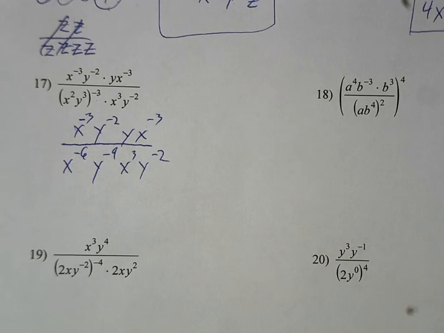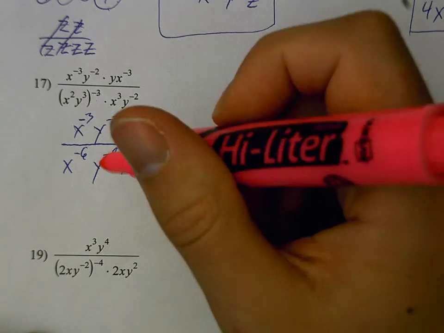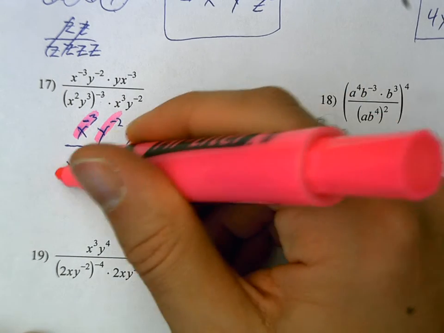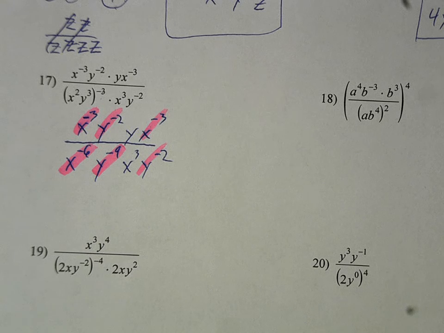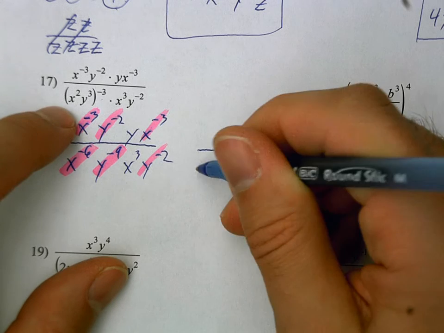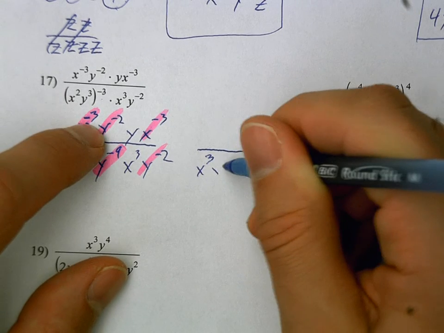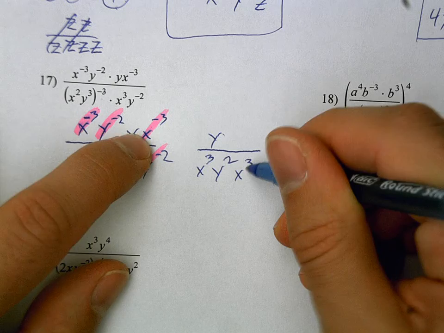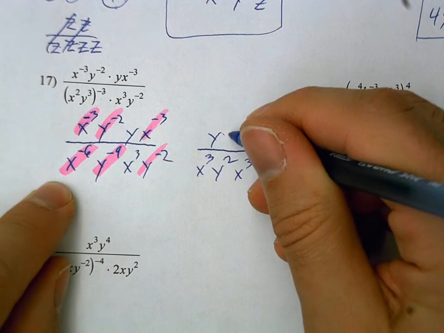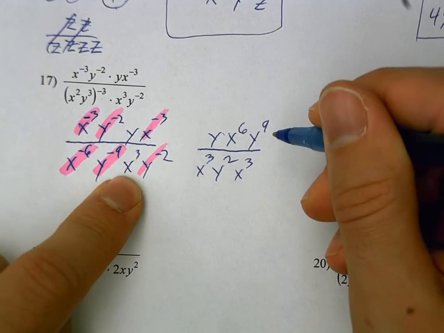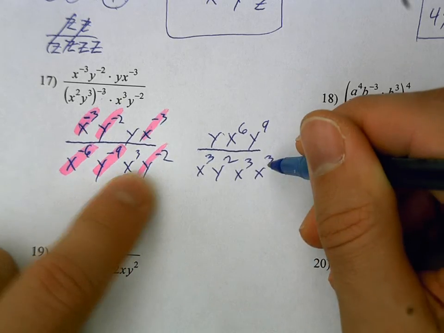This one looks crazy. It's got stuff everywhere, but it's the same rules, the same steps. So take all the negative ones and switch them. Put them on the other side of the fraction. If they're on the top, move them to the bottom. If they're on the bottom, move them to the top. So that means this x cubed comes down here. This y squared down here. This y stays up here. This x goes to the bottom. This one, x to the negative 6th, moves up. y to the negative 9th moves up. This x cubed stays down there. This y to the negative 2 moves up.